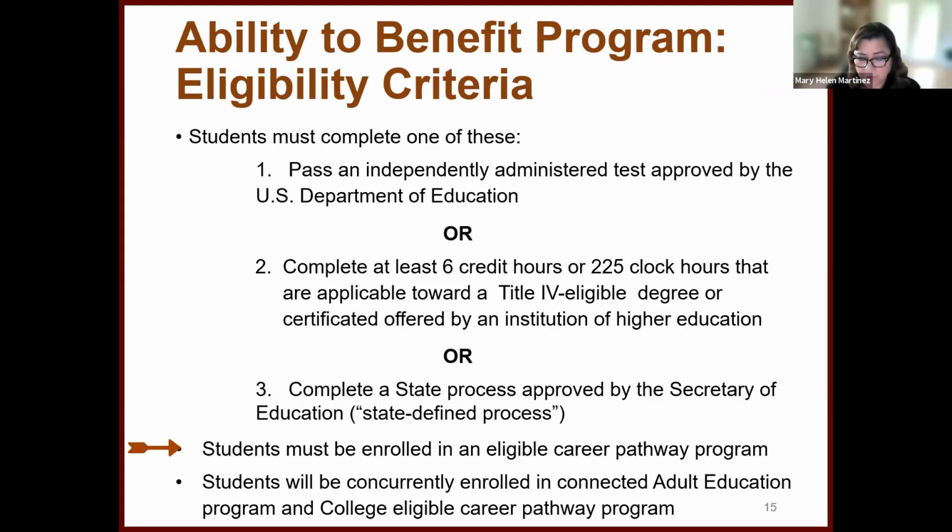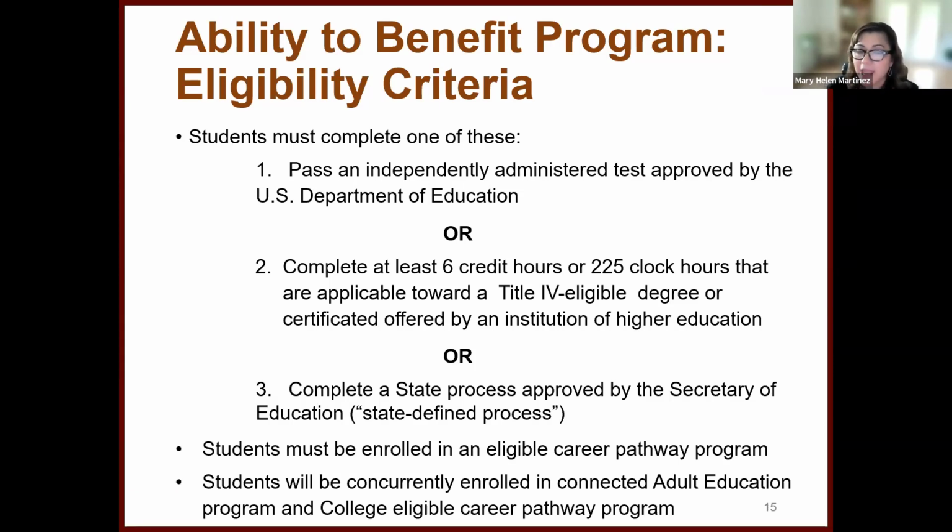Then students must be enrolled in an eligible career pathway program, and we'll talk about that in a bit. Students will be concurrently enrolled in the connected adult education program and a college eligible career pathway program.